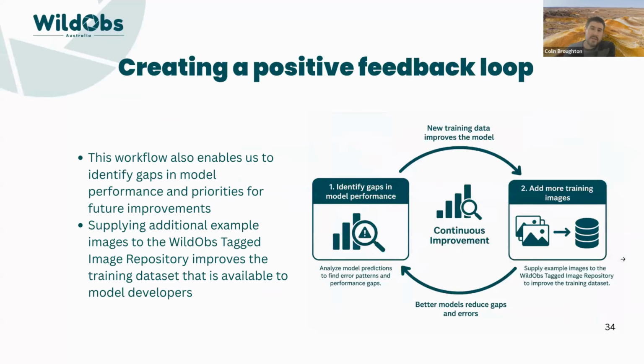And we can also use this sort of workflow to create that positive feedback loop to improve the future model versions. By supplying additional example images of each of the species, that enables the WildObs team and other model developers to draw from a larger pool of images to create the next versions of the models which will perform better. So the WildObs tagged image repository is a great facility to enable that capability.